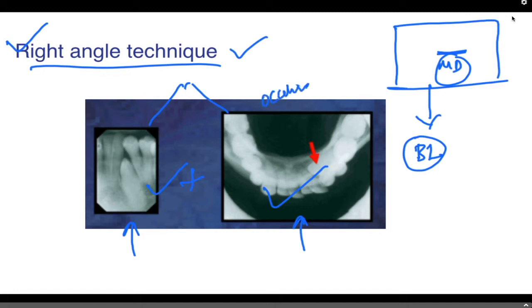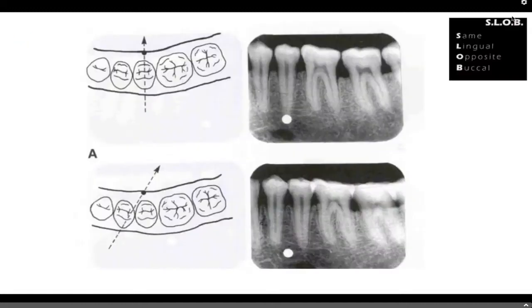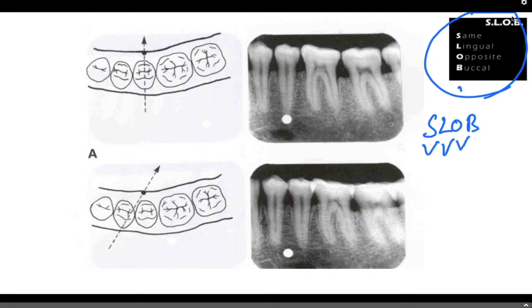The second method of object localization, which most of you know, is the SLOB rule. I hope you remember the SLOB rule: same side lingual, opposite side buccal. It is also called buccal object shift, or Clark's technique, because it was given by Clark. So these are the other names: buccal object shift, Clark's technique, or SLOB rule.